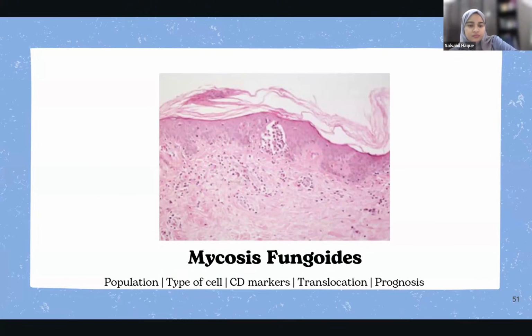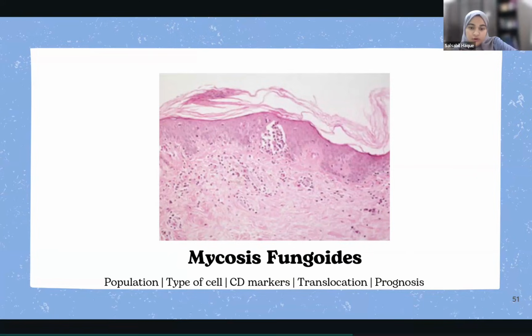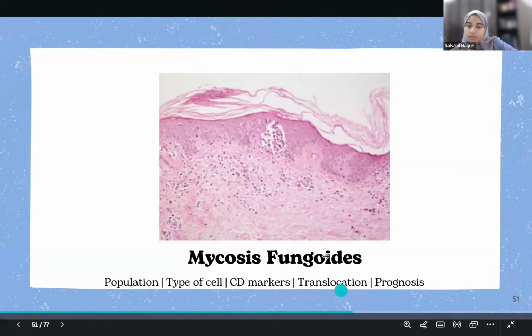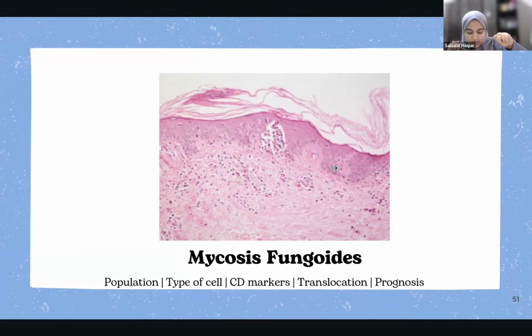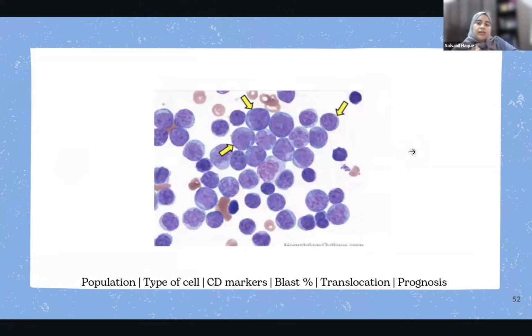The type of cell is T cells. Markers are not really important: CD4 positive T cells. Translocation is not that important. If the cells get into the bloodstream, they can cause something called Sézary syndrome. That is important for mycosis fungoides. That's all you need to know, basically. And you can see something called microabscesses, Pautrier's microabscesses.